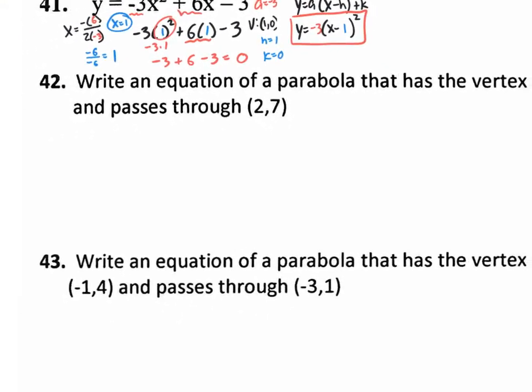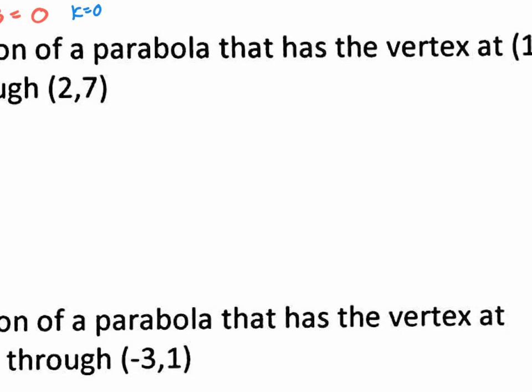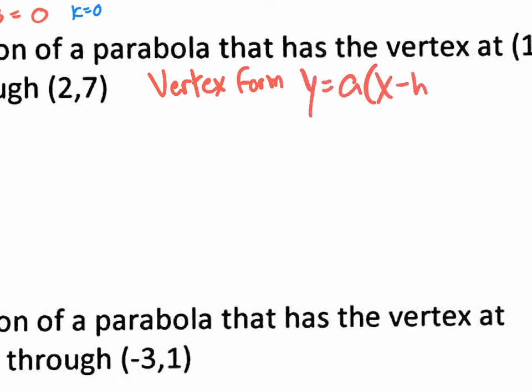Number 42, write an equation of a parabola that has a vertex (1, 5) and passes through (2, 7). Okay, so they want us to write an equation of a parabola. So what form would be good to use? Vertex form would be good to use. So once again, what is vertex form? It's y equals a parentheses x minus h close parentheses squared plus k.